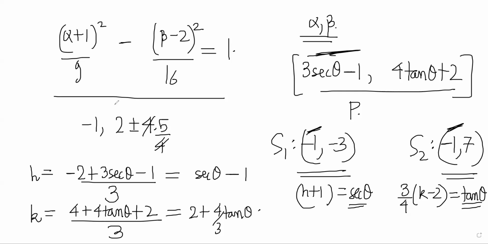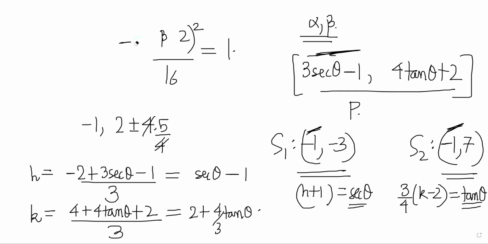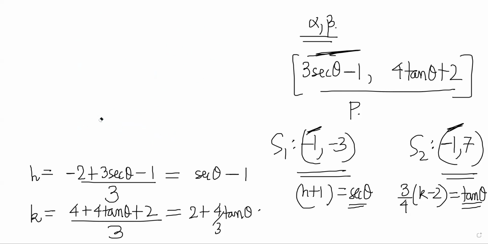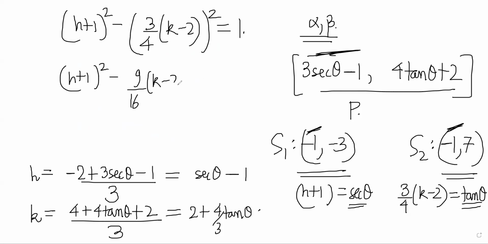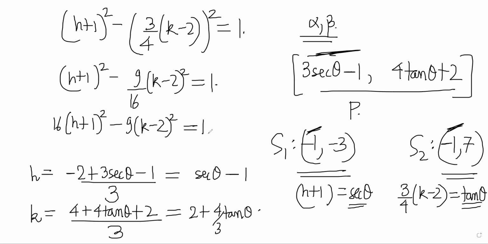So we will get, basically, locus will come out like this: H plus 1 whole square minus 3 by 4 whole square K minus 2 whole square equals 1. So this becomes H plus 1 whole square minus 9 by 16 K minus 2 whole square equals 1. And that will be the locus. So 16 times H plus 1 whole square minus 9 times K minus 2 whole square is equal to 16.